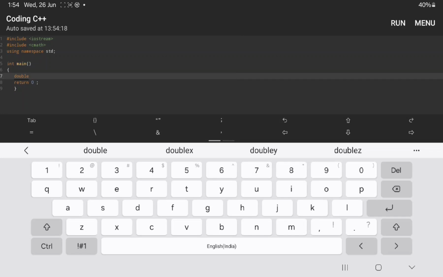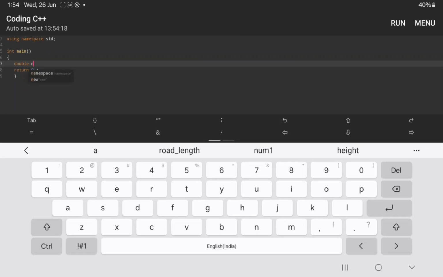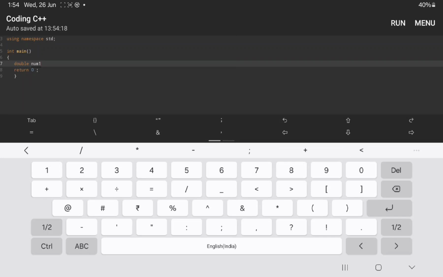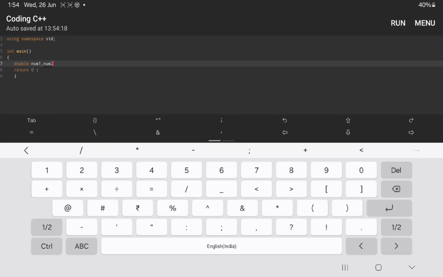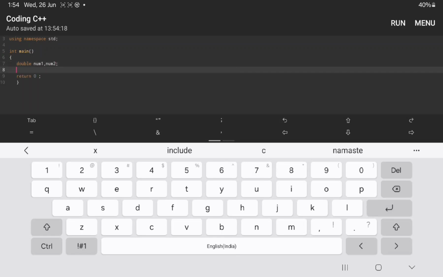First write double num1. You know why I'm using doubles? It's because sometimes the user inputs decimal numbers, then it should work with decimal numbers. If I keep integers or floats, then it only works for one. It's integers for whole numbers and floats for decimal numbers. So that's why I'm using doubles, so the user can input both decimal numbers and whole numbers.